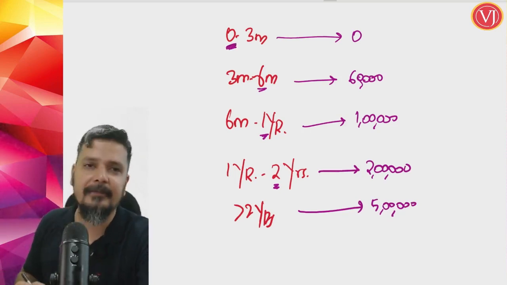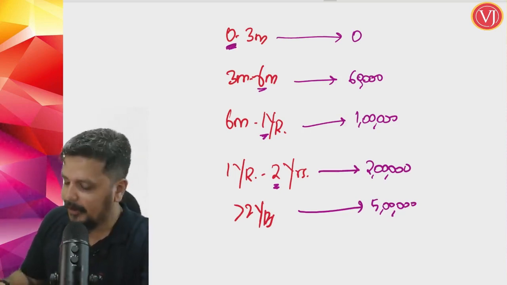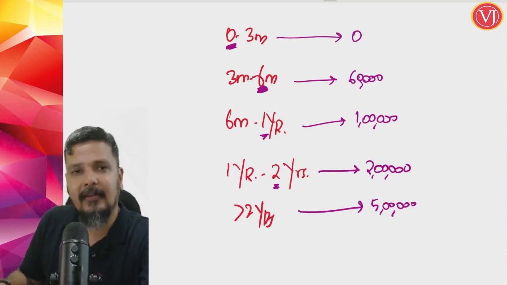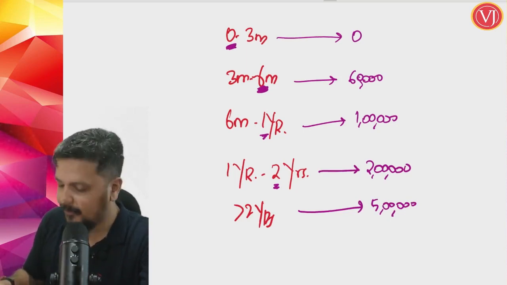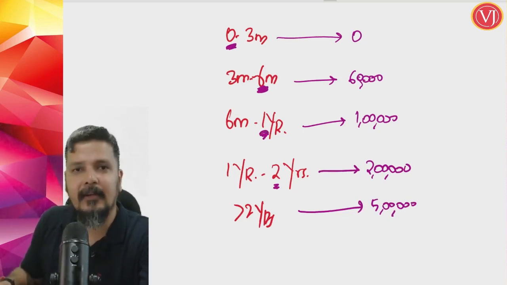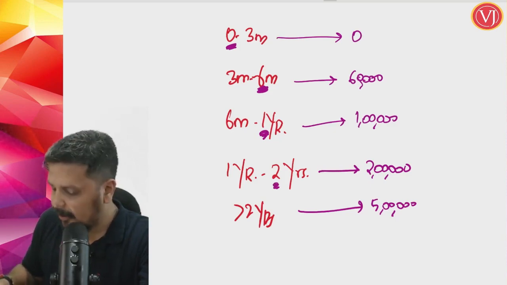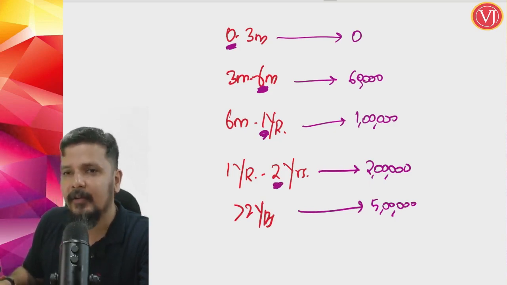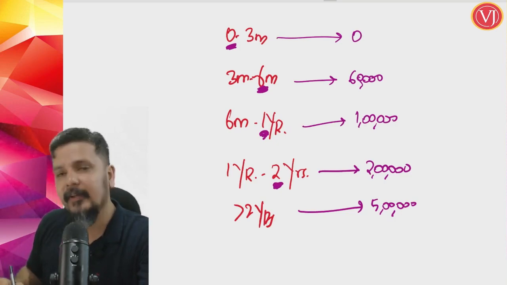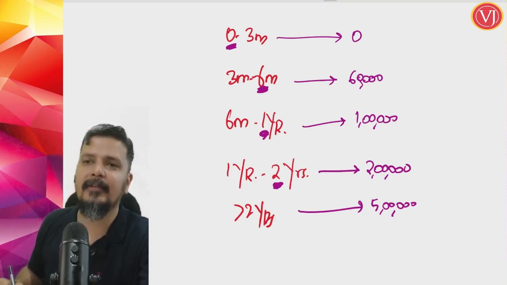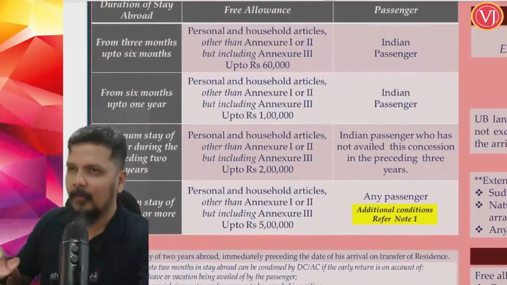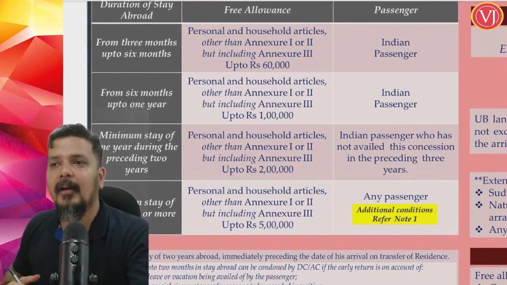0 to 3, 0. 3 to 6, now always the second digit, 60,000. 6 months to 1 year, 1 lakh. Minimum 1 year in last 2 years, 2 lakhs. More than 2 years, 5 lakhs. This is an extra exemption that you get. So that is a very simple way to remember your amount limit.